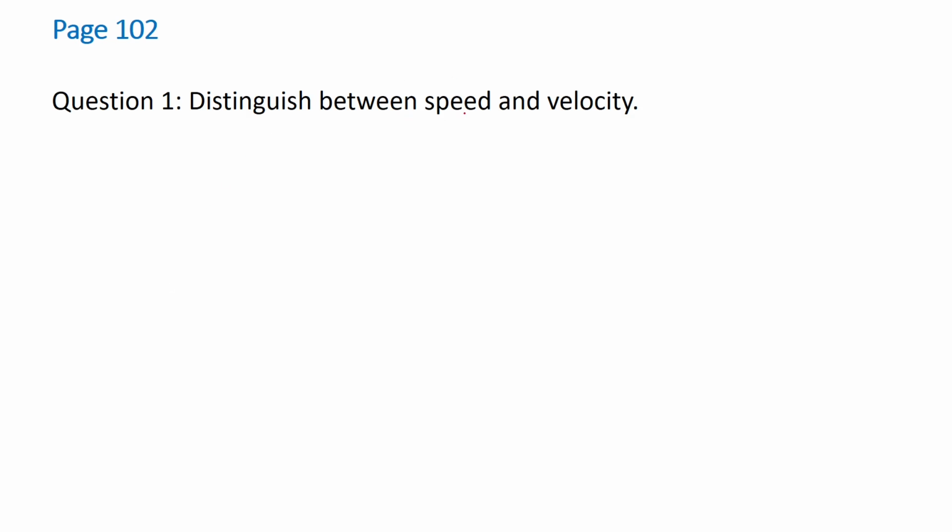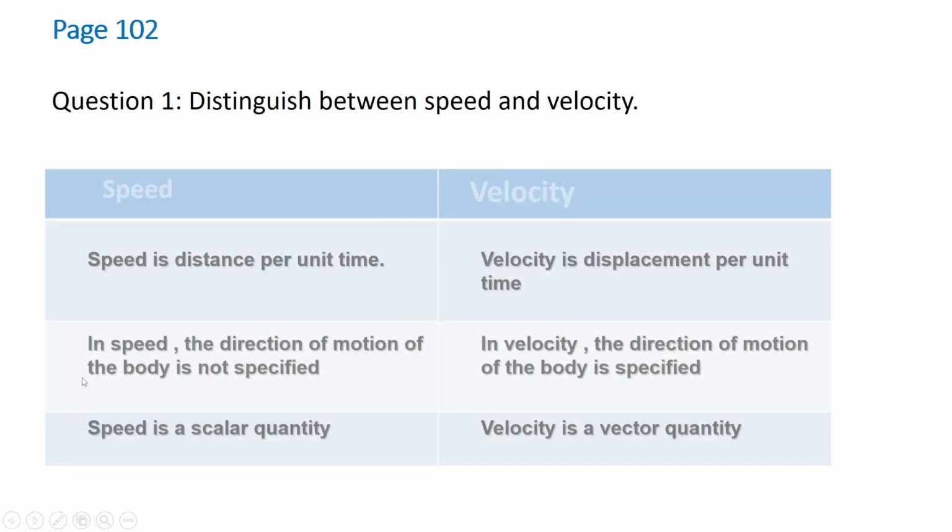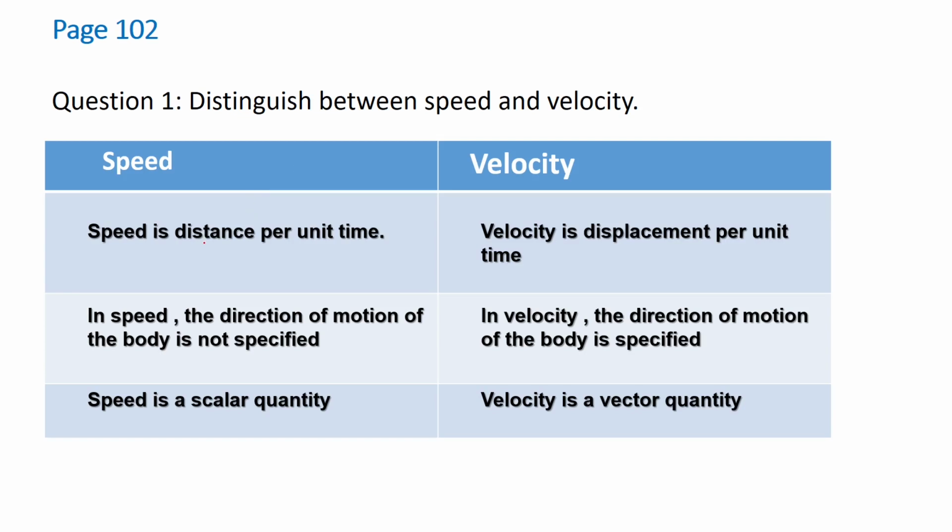Distinguish between speed and velocity. As we know, speed is the distance traveled upon time and velocity is the displacement upon time. Speed is a scalar quantity and velocity is a vector quantity. So this is the difference between speed and velocity. Speed is distance upon time and velocity is displacement per unit time, and speed doesn't have a specific direction, while velocity has a particular direction. Of course, speed is a scalar quantity and velocity is a vector quantity. So this is the difference between speed and velocity.